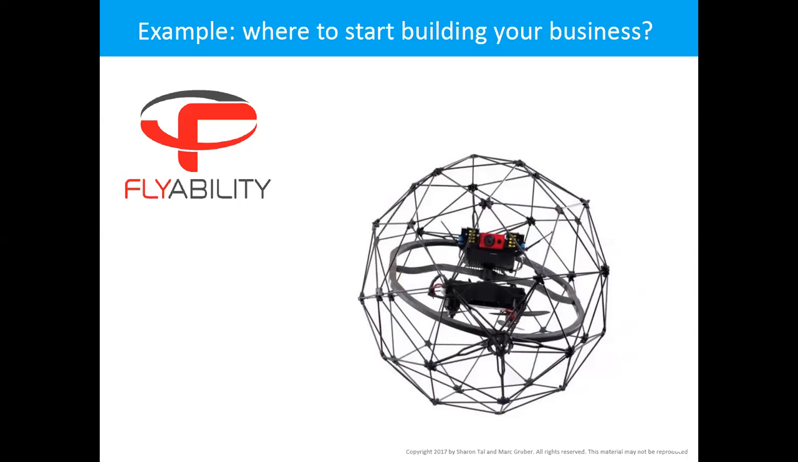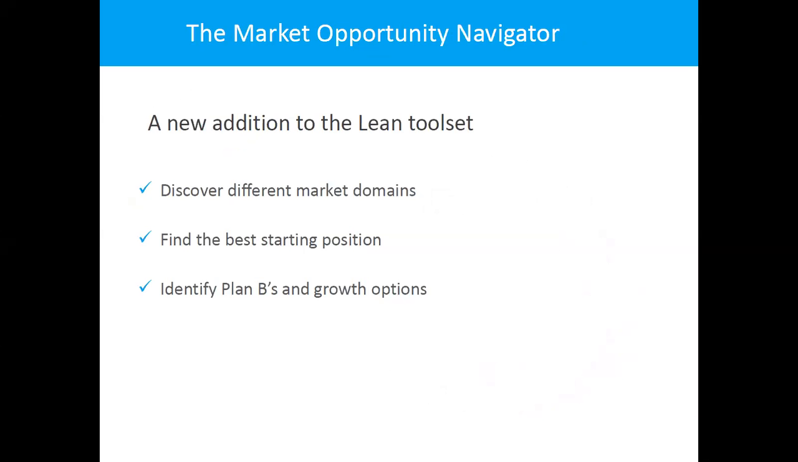If this case sounds familiar to you, it was because it was published in the Steve Blank post. And what we will actually do today is walk through this example in a little bit more depth, so you get a sense of how we actually find out where to play. We do that with a framework that we call the Market Opportunity Navigator. And as Steve Blank said, it's a new addition to the Lean toolset.